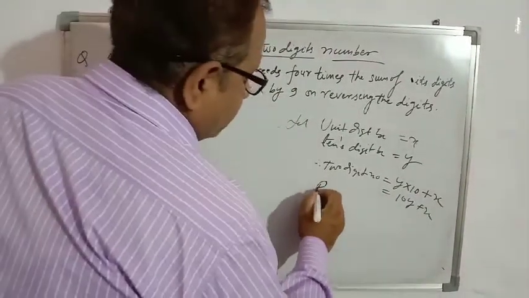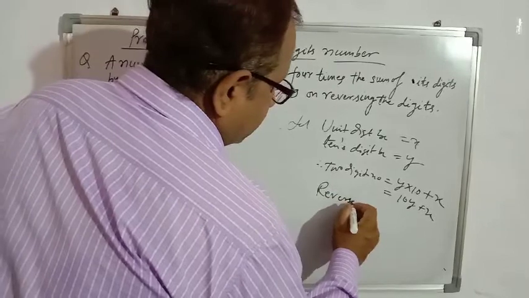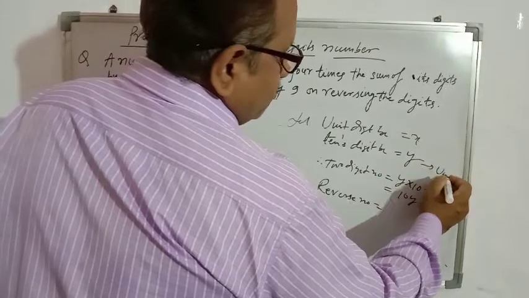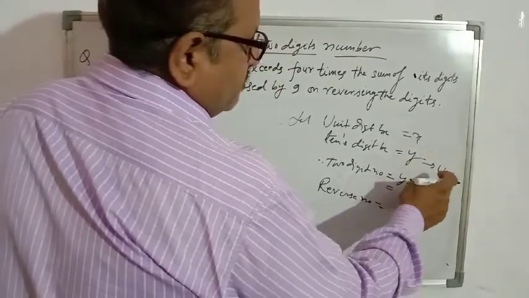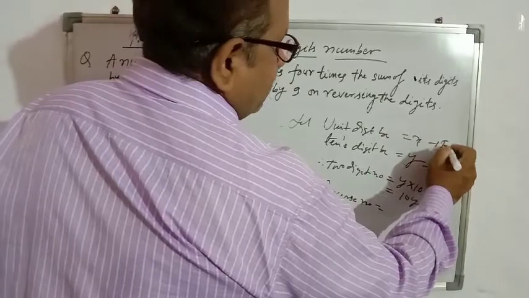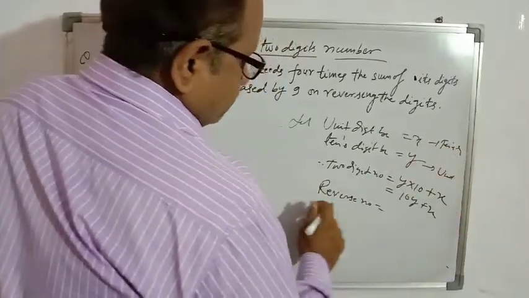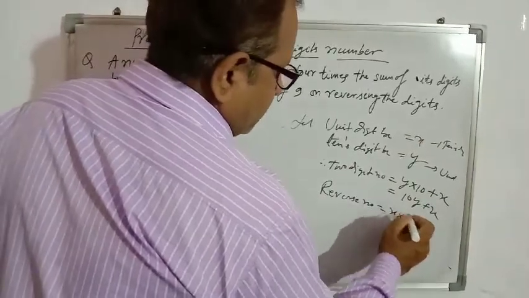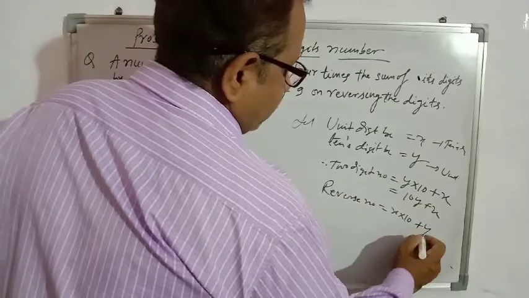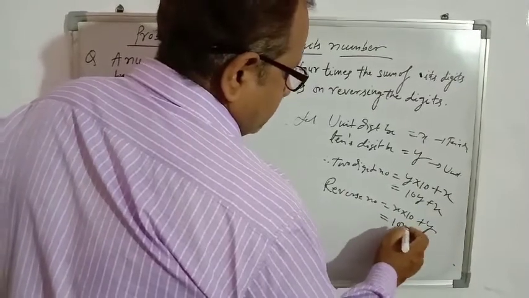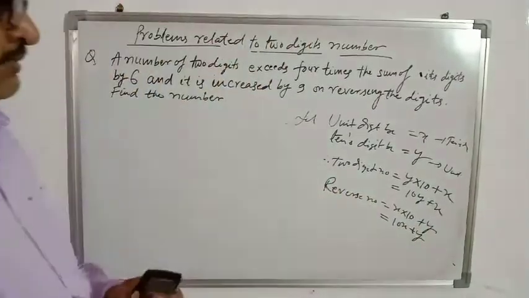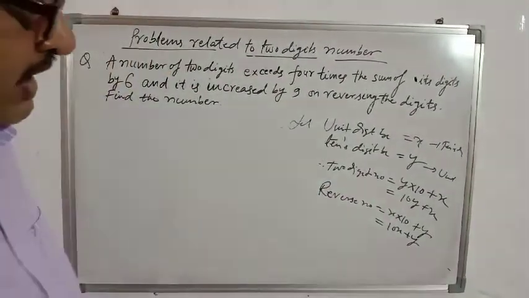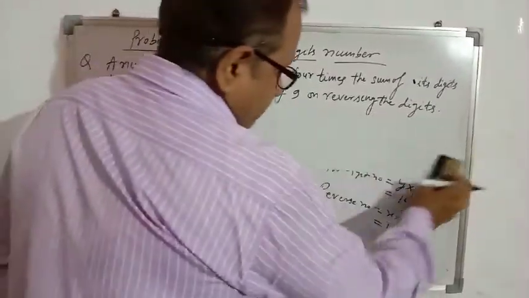What will be the reverse number? In case of the reverse number, the tens digit will become the unit digit and the unit digit will become the tens digit. So in case of the reverse number, the tens digit is x. So we will multiply x by 10 and then add the unit digit y. So 10x plus y. This is the reverse number. So in this way we can write the two-digit original number and the reverse number. I think it is clear to you. Now we will solve the problem.